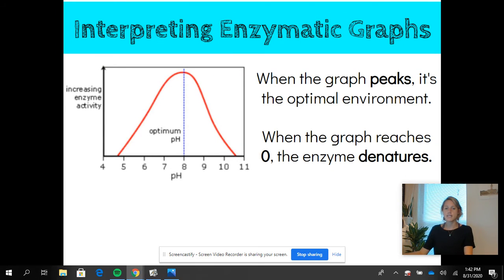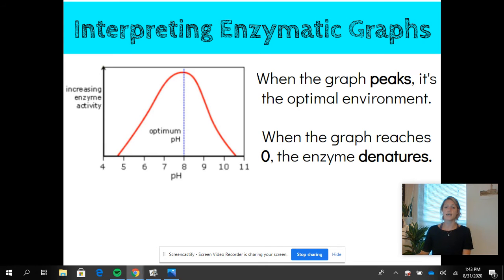Hey biologists, today we're going to talk a little bit more about enzymes and interpreting graphs of enzymes, and then we're going to speak a little bit about how DNA and proteins are related in protein synthesis. So the first thing that we're looking at is an enzymatic graph.